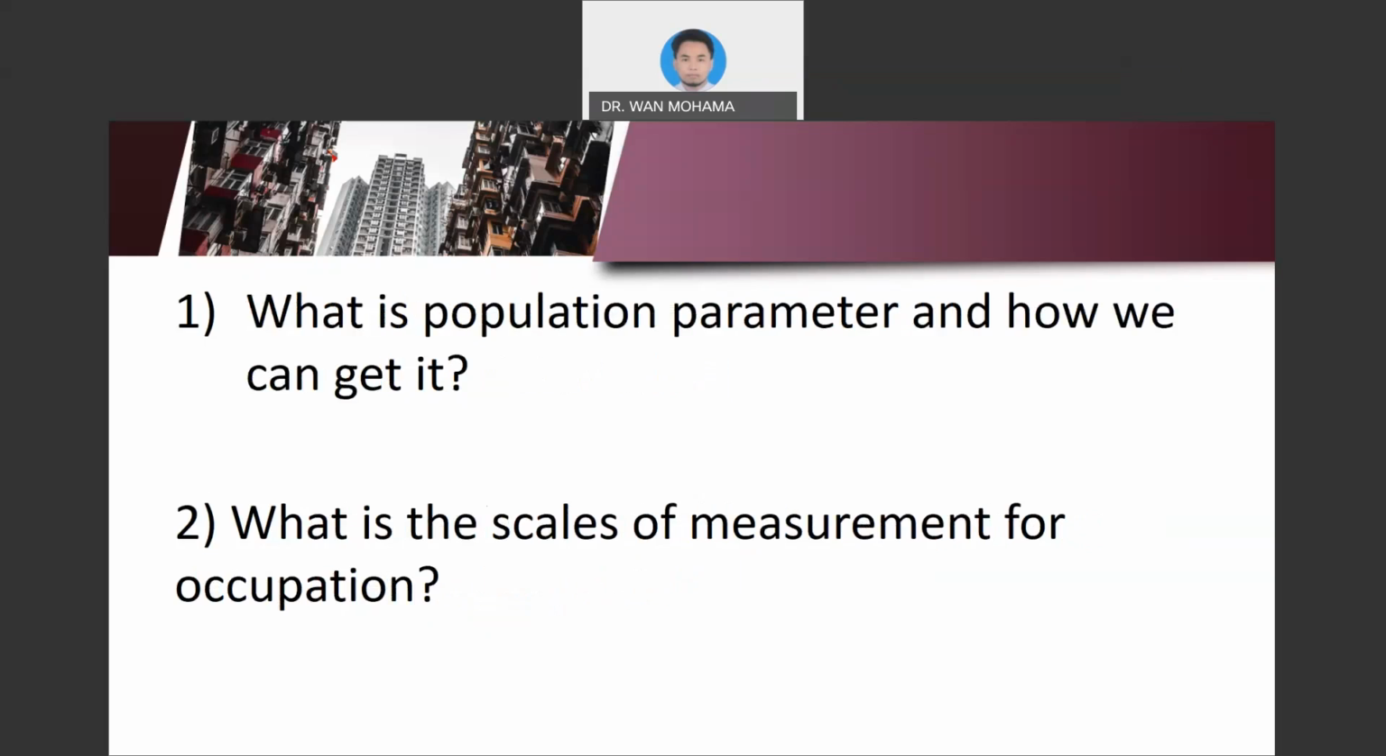And then, what is the population parameter and how can we get it? Sometimes people call the population the census. The population, you can get it using a questionnaire, an interview, or your observation. Sometimes you can use a postal questionnaire, and so on. It depends on what kind of research you want to do. For example, if you are doing research about students, of course your population is the students, and then you have to design the questionnaire and distribute it to your students.